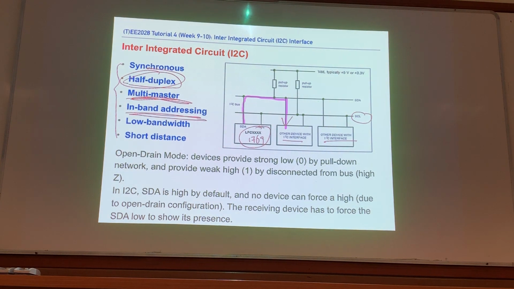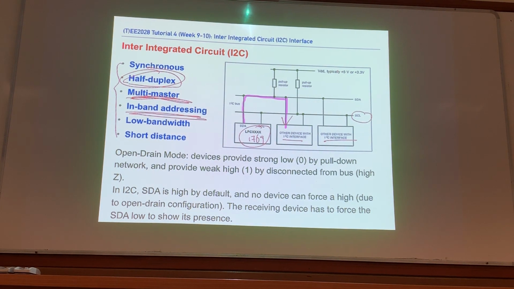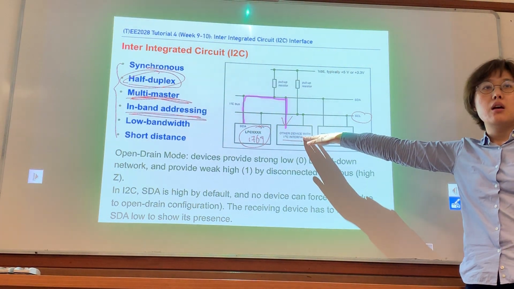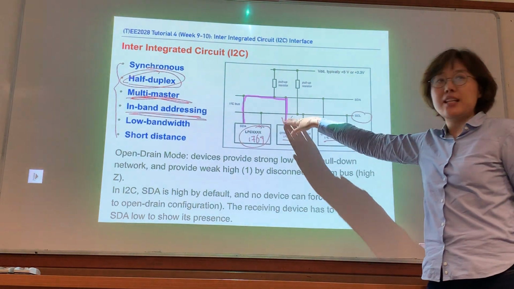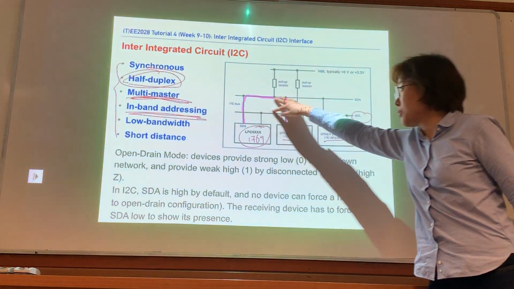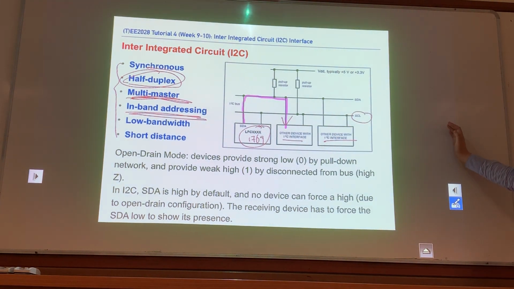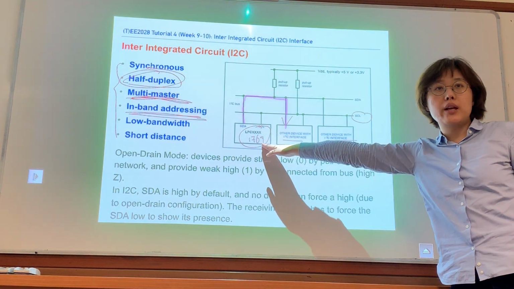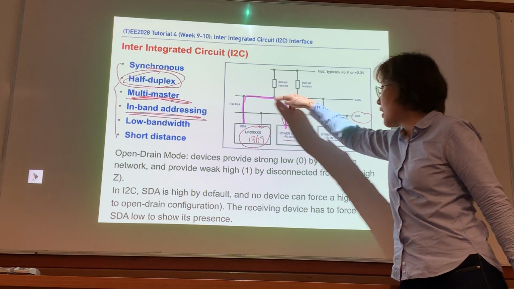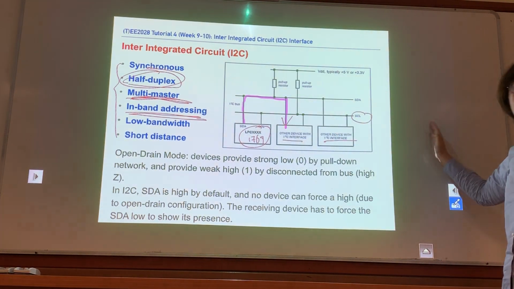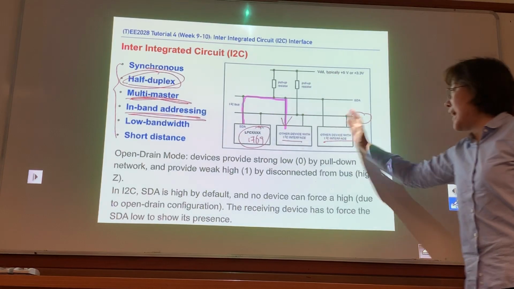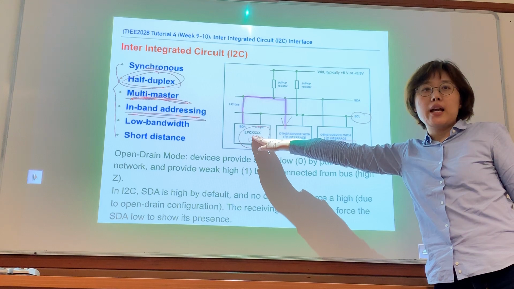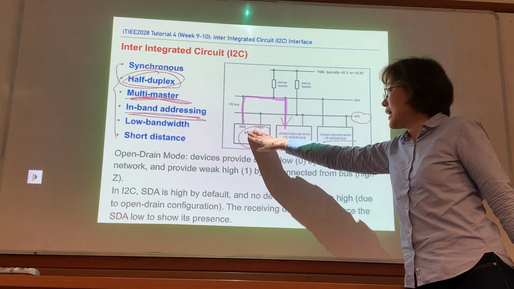And it's in-band addressing. In-band addressing means, let's say this guy wants to talk to this one. Before it actually sends the data, it should send to the channel, telling everyone who it wants to talk to. That's always the first step, because whatever data you send through here, everyone has a connection there. So these guys need to know whom your master is talking to. So the first step is always that the master sends the address.